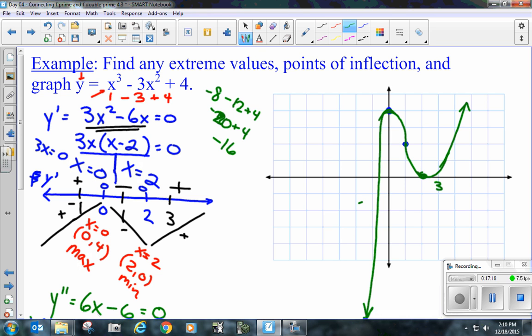Well, that's going to be 27 minus 27 plus 4. It's going to be at 4, won't it? So at 3, which is 1, 2, 3, 4. See? So that should, when it comes down here, be a little bit steep. Once you do that, you're good.